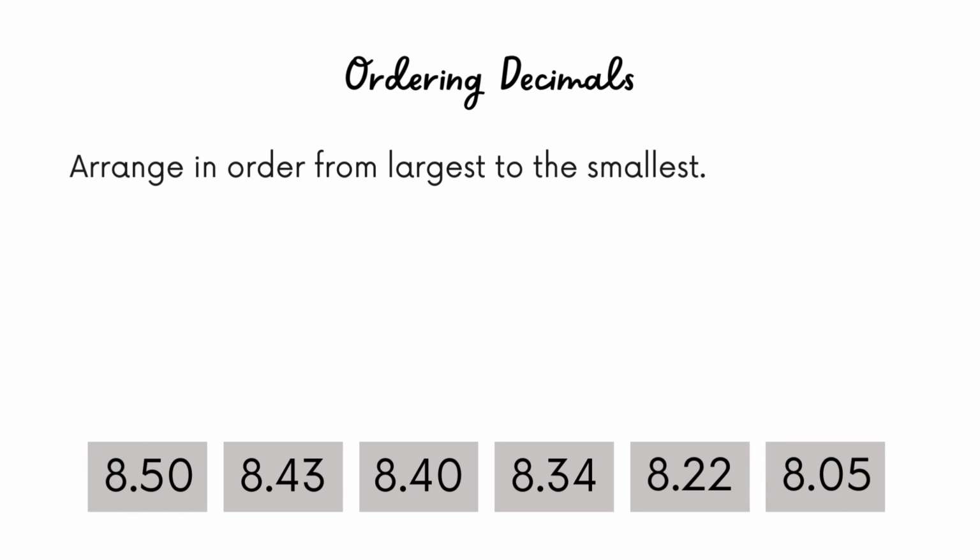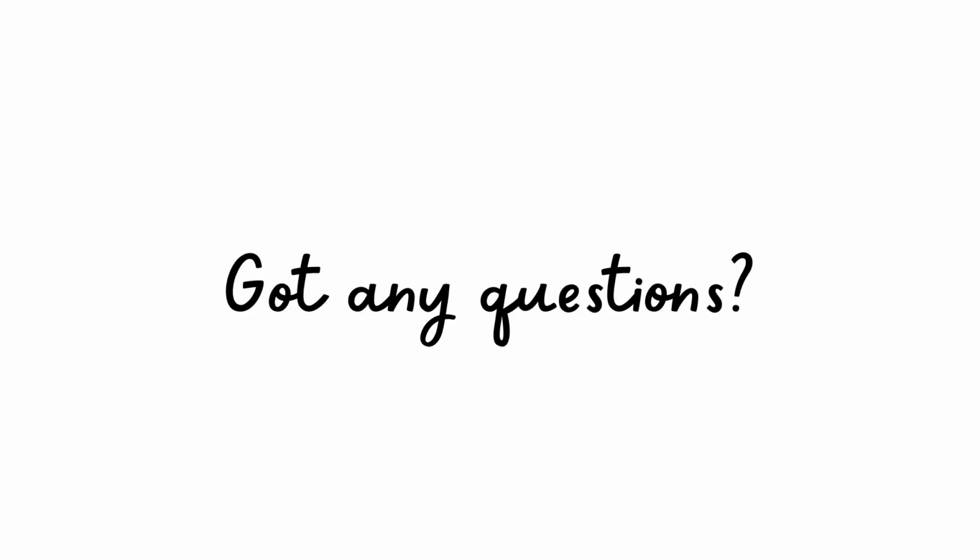So that is how we order our decimals. We simply try to make them of equal lengths, and it will be a lot easier to order.